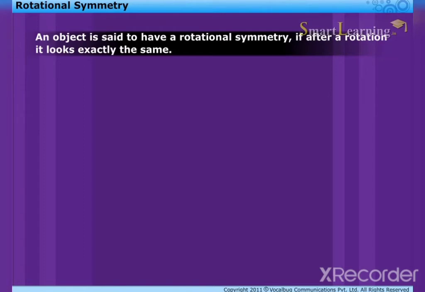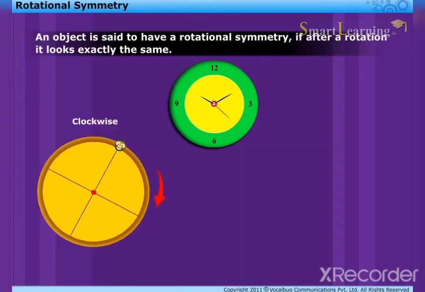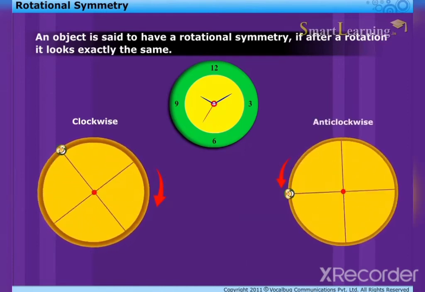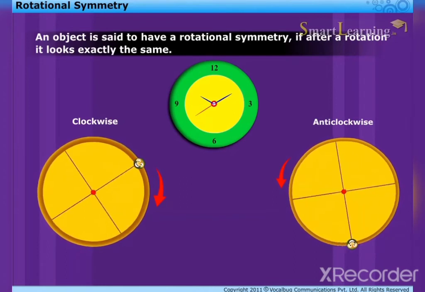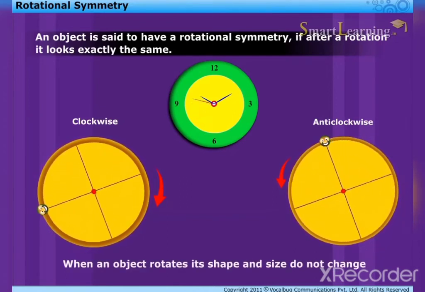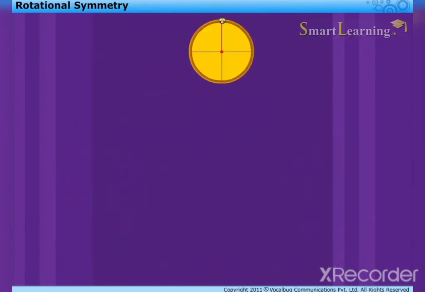You know that the hands of a clock rotate. The direction of rotation, like this, is called clockwise rotation, otherwise, it is said to be anti-clockwise. Note that, when an object rotates, its shape and size do not change. Here, the object rotates around a fixed point. This point is called the center of rotation.